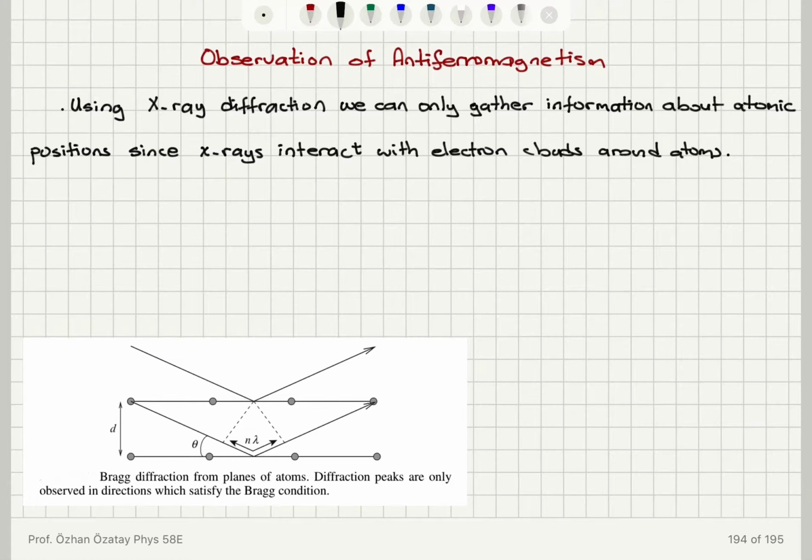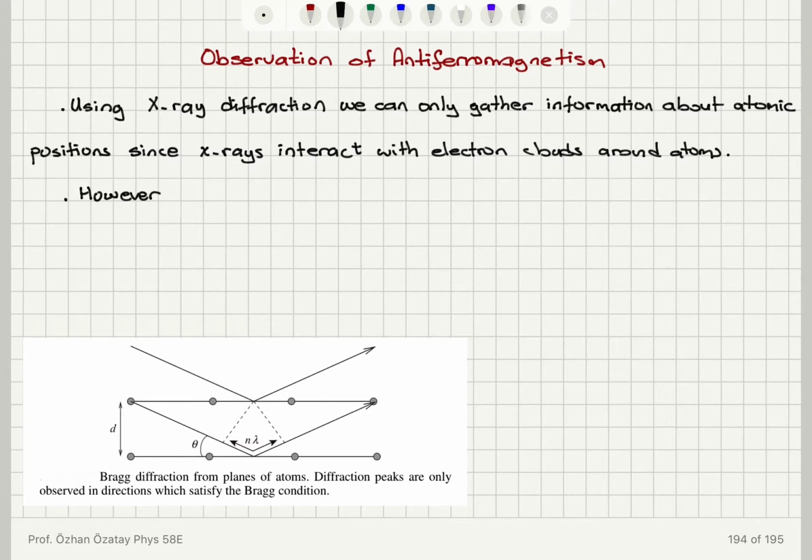So what is the alternative for X-ray diffraction? The alternative is using neutron diffraction. And the advantage is that the neutrons carry magnetic moment with them, so they're also scattered by the magnetic moments of the atoms. Therefore, the information we get from the neutron diffraction is also sensitive to the magnetic order in the crystal.